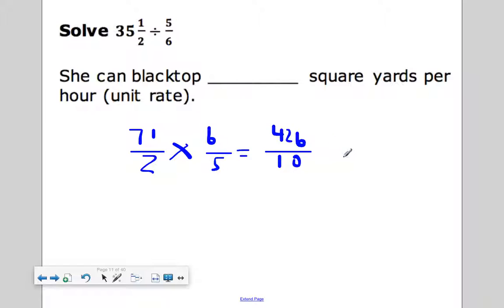Let's simplify this. Divide both numbers by 2. They are even. So that's 213 divided by 5. How many groups of 5 go into 213? I have no idea. So let's divide it and figure out. Can 5 go into 22? No. Can it go into 21? It goes in 4 times.